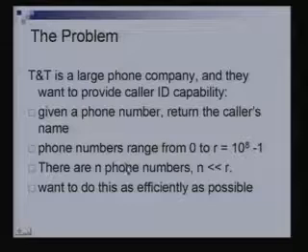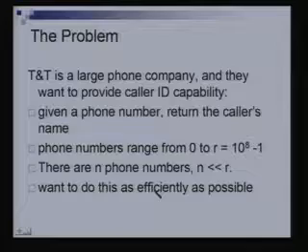So, there are n phone numbers, and n is much smaller than r. You understand the difference between r and n. R is the range, which is 100 million, because the phone numbers are 8-digit numbers, and n is the actual number of different elements in your database, and we want to do this as efficiently as possible.